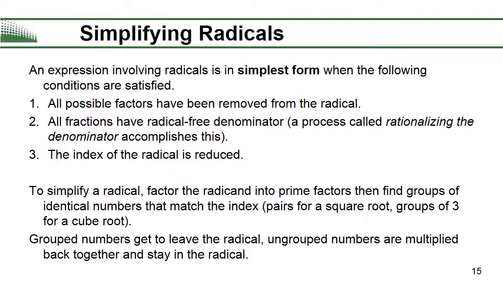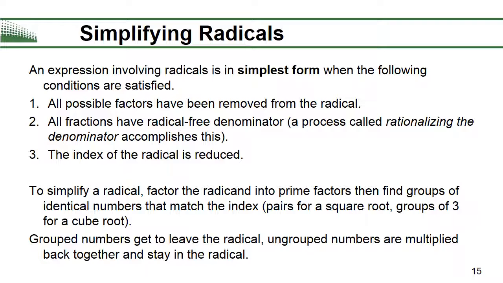Now, simplifying radicals. An expression involving radicals is in simplest form when the following conditions are satisfied. All possible factors have been removed from the radical. In other words, you cannot pull anything else out of that radical than you have already done. All fractions have a radical-free denominator. And to accomplish that, we have to do a process called rationalizing the denominator. And the index of the radical is reduced. In other words, if that number outside the root symbol can be reduced, you've reduced it.